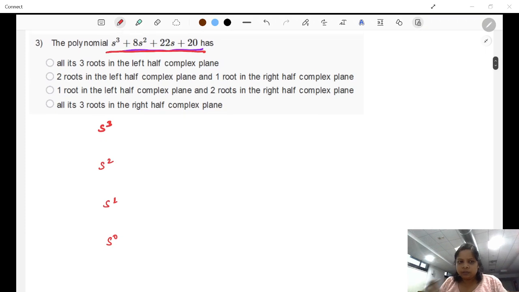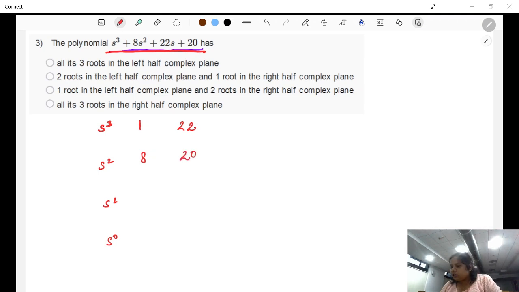Now what we are going to do is write the coefficients. In this case, it would be 1. You'll write 1 here. For s square, you'll go to the next line. The 8 coefficient would be here. Then you would write 22 again here. Then 20 would be here.